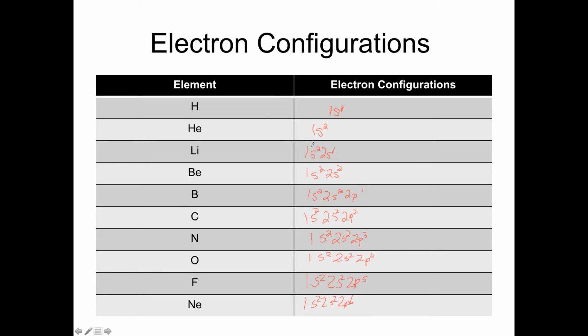I always start with 1s. Once 1s is filled, remember I can only hold 2, I bump up to the 2s. Once that is filled, I bump up to the 2p. 2p, I go all the way up to 6.